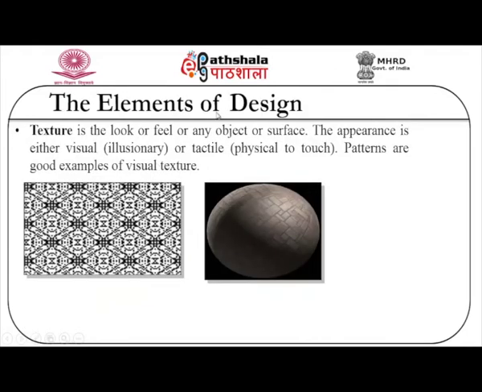Then the next element of design is texture. Texture is the look and feel of an object. The appearance of the visual object depends on the kind of texture that has been applied over the object. The texture can be in the form of patterns. So patterns are good examples of visual texture.